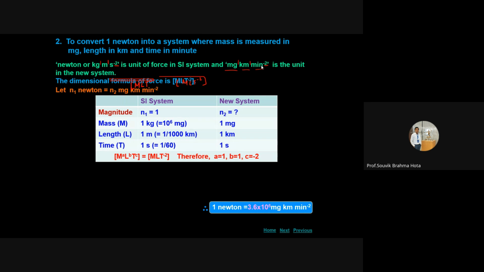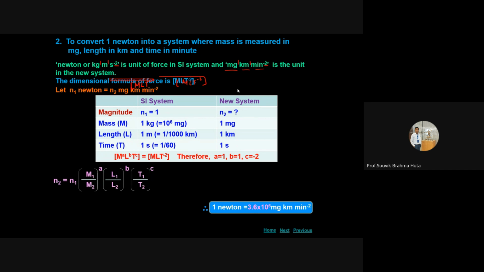So what you should write is 10 to the power 6 milligram, correct, because 10 to the power 3 into 10 to the power 3. Then 1 meter to kilometer, it is 1 by 1000, 10 to the minus 3. And 1 second to minute, it is given here in minutes. Okay, so that has to be there.